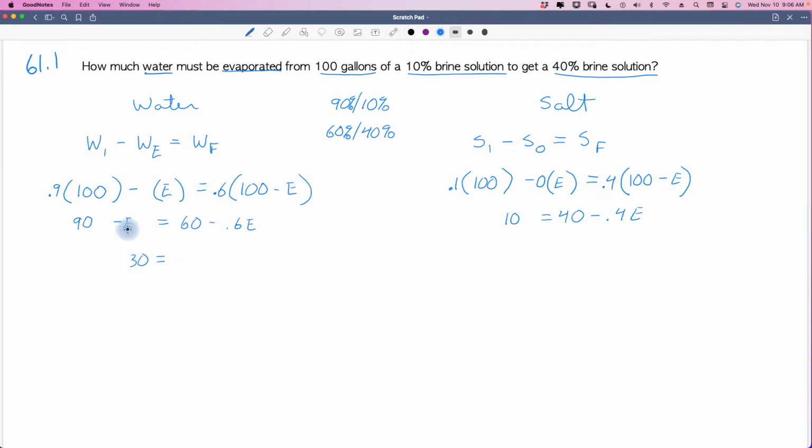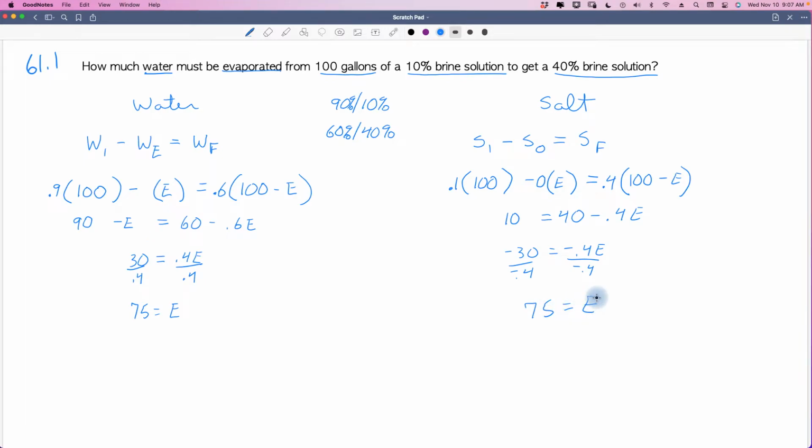And if we add an E to both sides, negative 0.6 plus 1 E is going to be 0.4 E. Now over here, if we swim our 40 over, we get a negative 30, and then we are left with a negative 0.4 E over here. And if you look, the values are very similar. They're just, here they're positive and here they're negative. And when we divide over here by 0.4, we get 75 gallons is what is evaporated. And if we look over here, we divide by negative 0.4, and we get 75 gallons is evaporated.